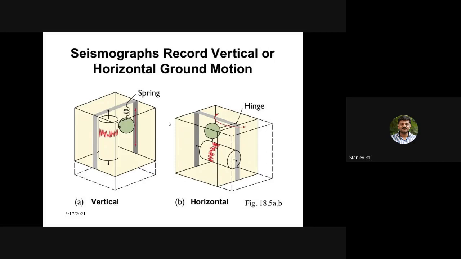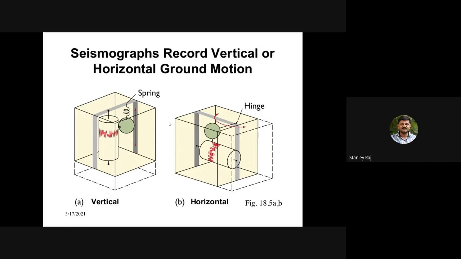But before going to the seismograph, we need to understand what a primary wave and a secondary wave are, how they propagate, why primary waves propagate so fast, and why secondary waves move slower than primary waves. All the things we are going to discuss. The seismograph is a device to record the seismic waves.